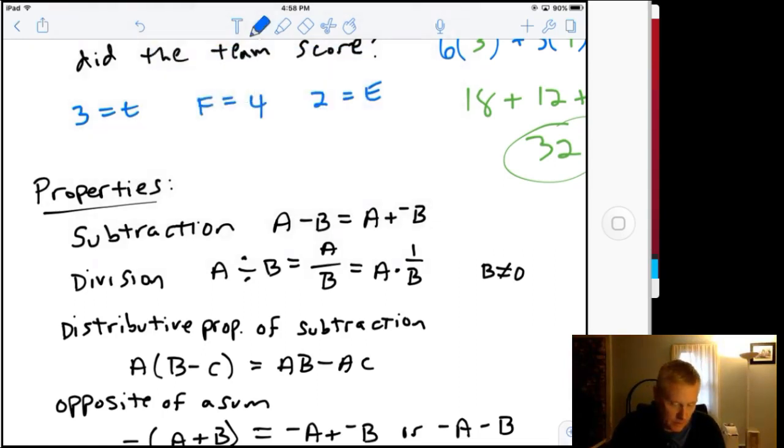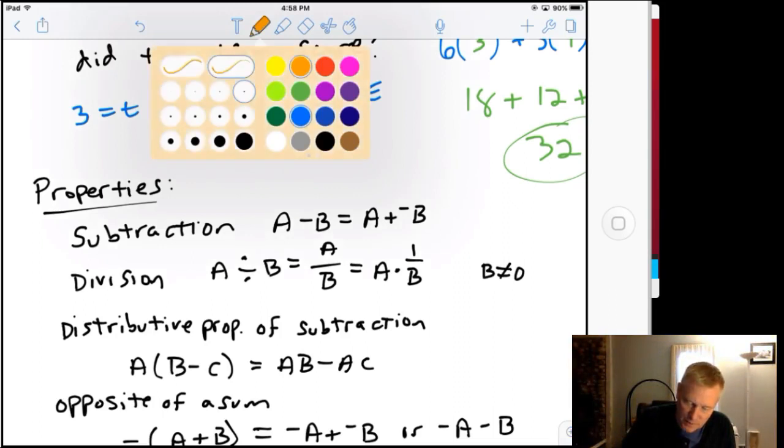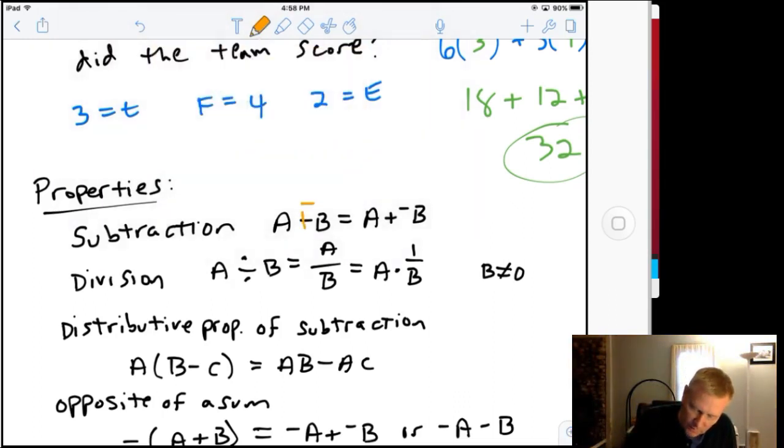The first thing is about subtraction. I can say a minus b is the same as a plus negative b, all right? It's the same thing. I'll change them around. Sometimes I love taking that subtraction sign and turning it into a plus negative, because it can be very helpful as far as not losing that negative.